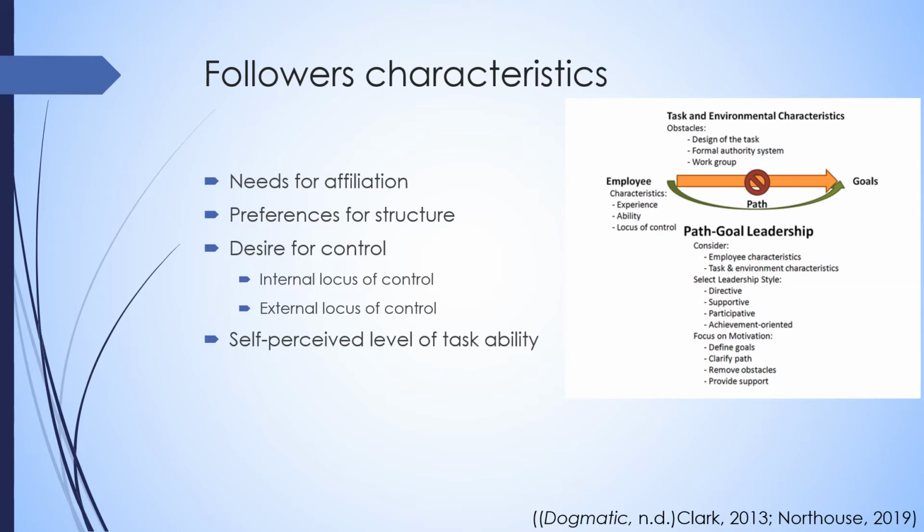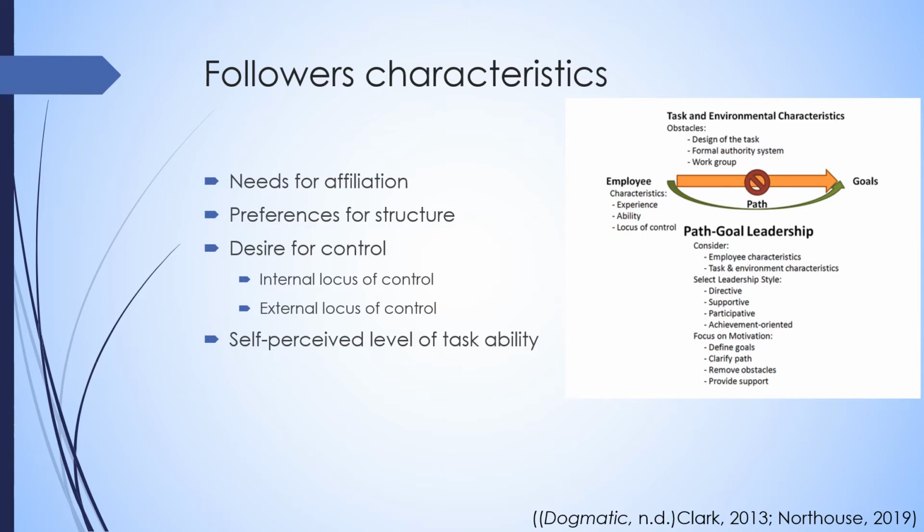Moving on, similar to the leadership characteristics, the path goal theory highlights several follower characteristics that play a role in the success of the task at hand. These characteristics include needs for affiliation, preferences for structure, desire for control, which include internal locus of control as well as external locus of control, and self-perceived lack of task ability.